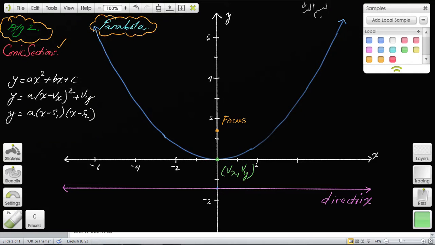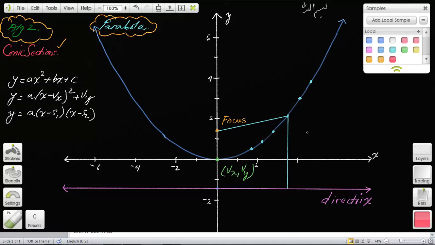Now we can define a parabola. A parabola is a set of all points such that, so here's a parabola, right? A whole bunch of points on the parabola, like I'm drawing over here, and all these points have something in common. What they have in common is that the distance from, let's say, the focus to this particular point is the same as the distance from that point to the directrix, like this.